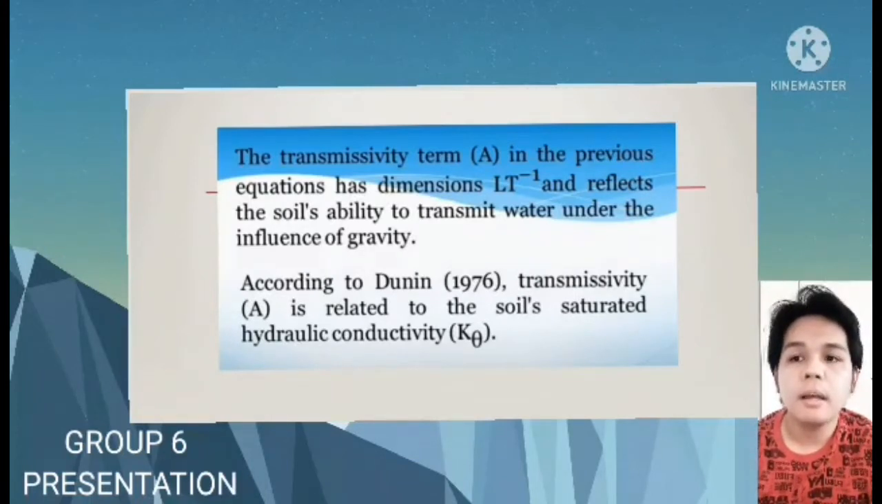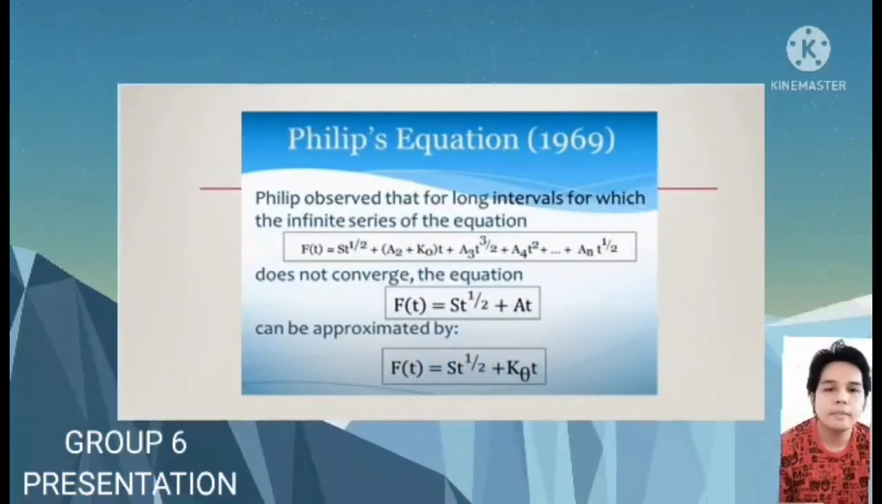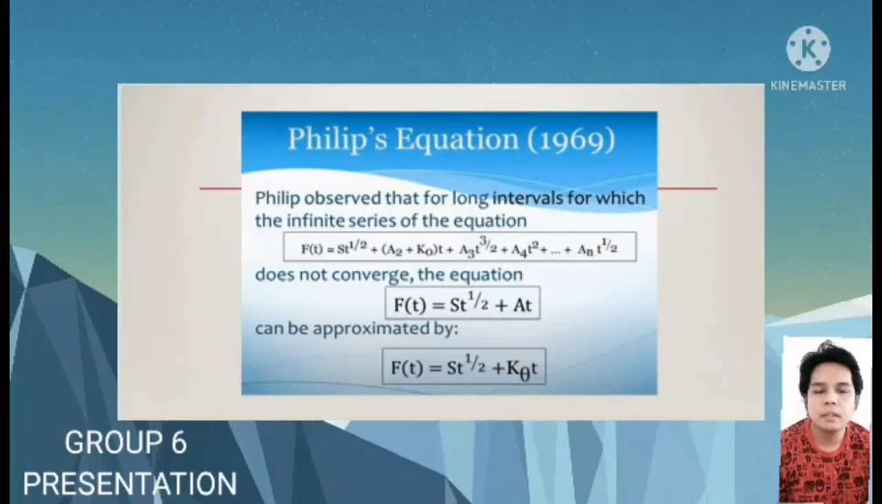According to Dunin, transmissivity is related to the soil's saturated hydraulic conductivity. Phillip's equation 1969: Phillips observed that for long intervals for which the infinite series of the equation does not converge, the equation of cumulative infiltration is equals to S multiplied by T raised to 1/2 plus A multiplied by T, which can be approximated by cumulative infiltration is equals to S multiplied by T raised to 1/2 plus K multiplied by T. Next reporter po.